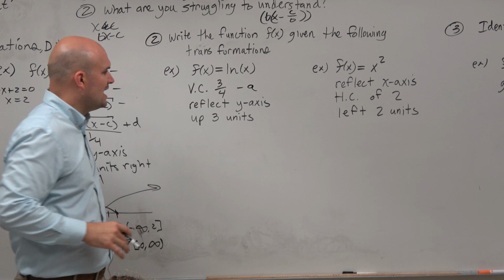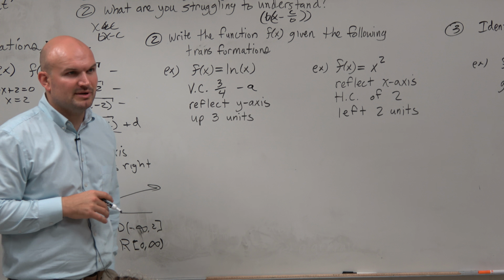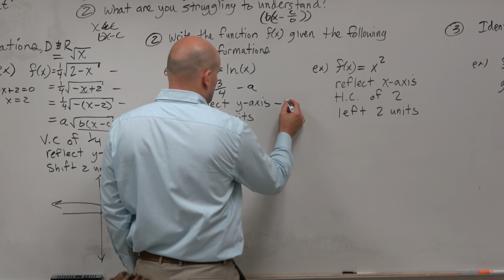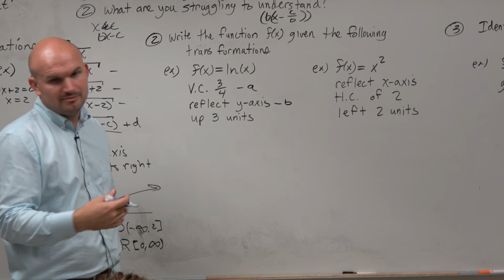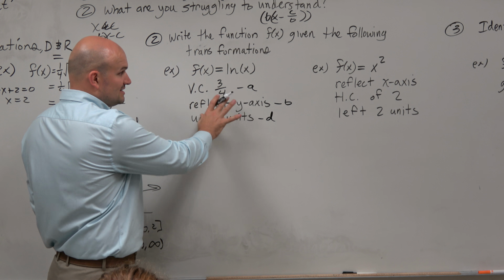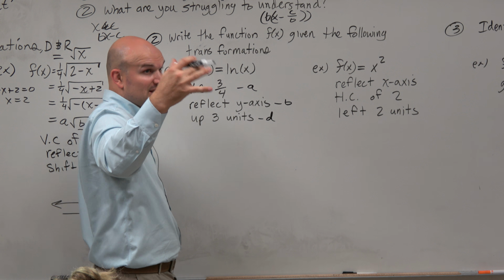What affects our reflecting about the y-axis? Our A, B, or C, or D? Isn't that B? Yeah, it's a B. And what tells us to go up or down? You might as well finish the question. D. So therefore, I need to say, all right, so I know my transformation function.